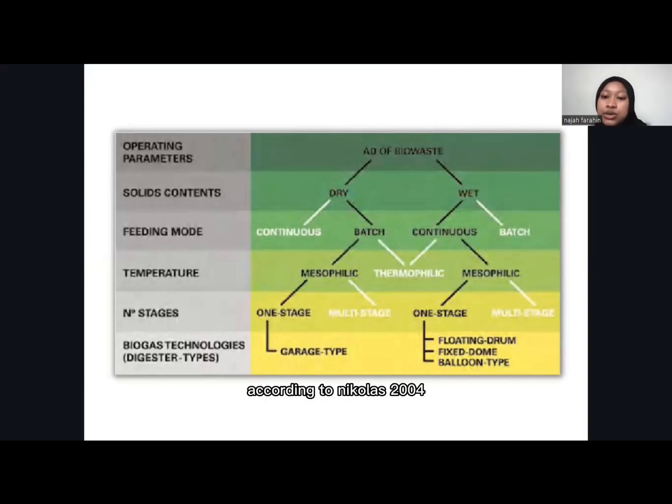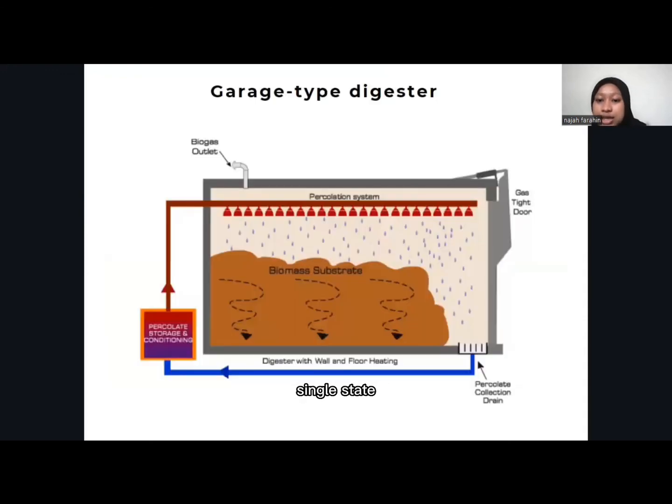According to Nicholas 2004, single stage is used mainly for small decentralized waste management units, while multi-stage digestion is suitable for a plant with a capacity of more than 15,000 tons per year. So based on the statement, we will choose single stage system as one of the parameters to treat visceral organ. So based on all the parameters, garage type digester is the best digester for feedstock of visceral organ.